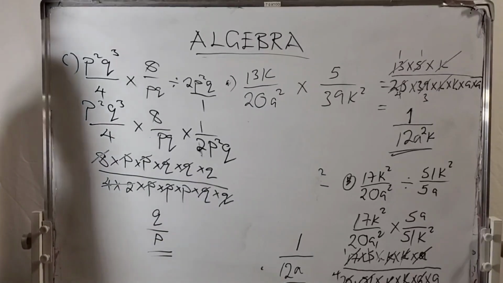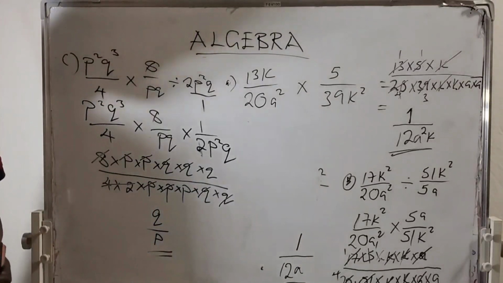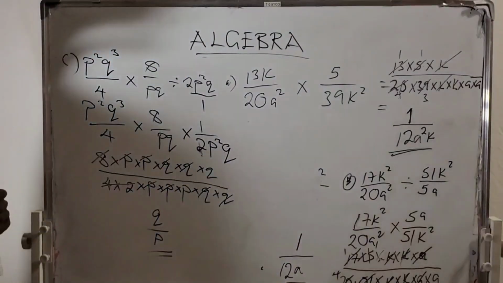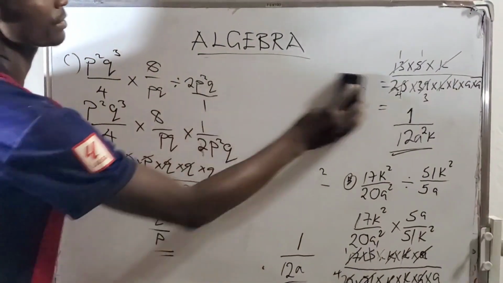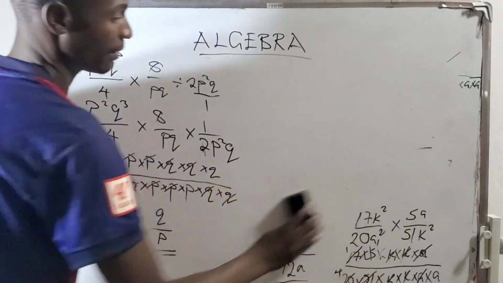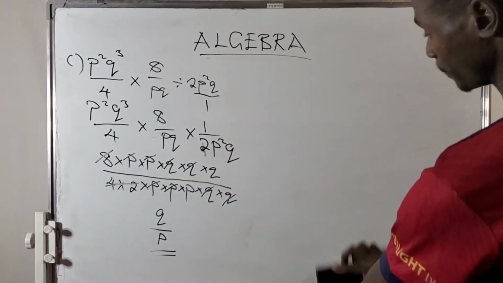Now, let me make mention of this one. We've done with algebra. Alright? We've done with what? Algebra. Just a recap before we go to the exercise. Let's review what we've covered so far.